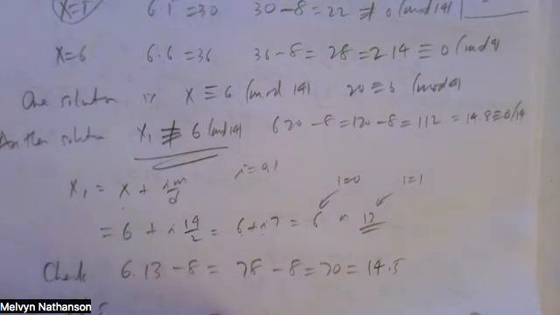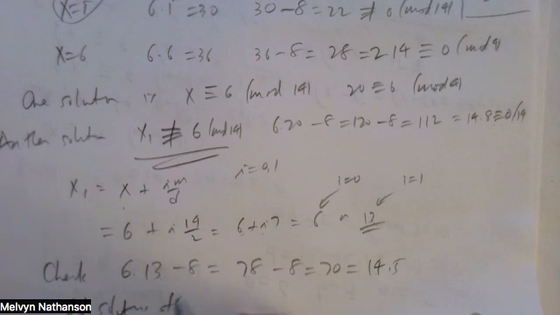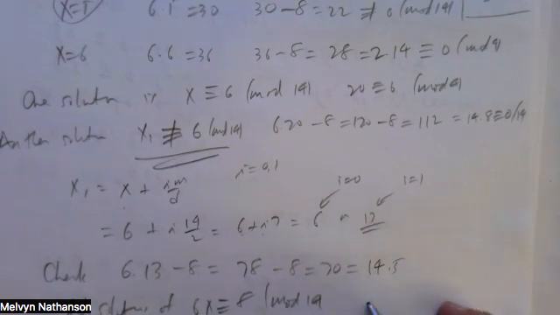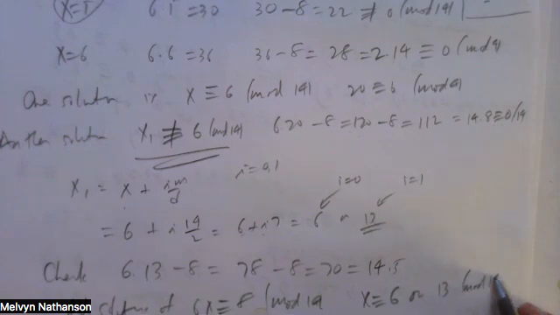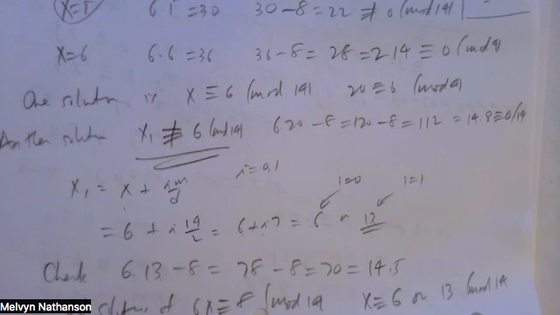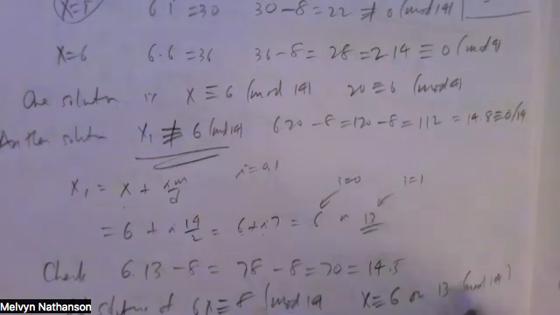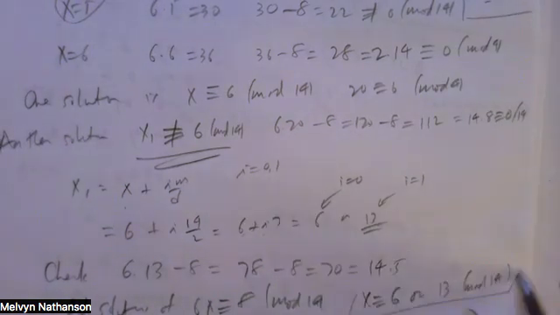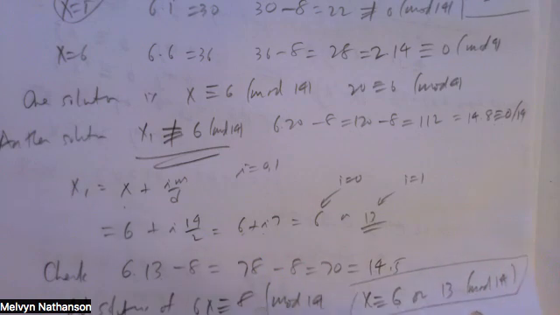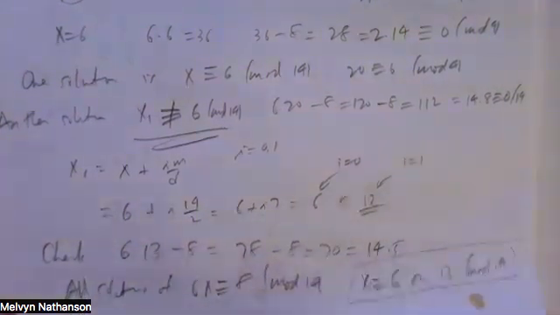So all solutions of the congruence 6x congruent to 8 mod 14 are any x congruent to 6 or 13 mod 14. Wait, how about 20? Why didn't you include 20? But 20 is congruent to 6. These are the congruence classes of solutions. These are all solutions, any number congruent to 6 or 13 mod 14. Right? 14 is the modulus.